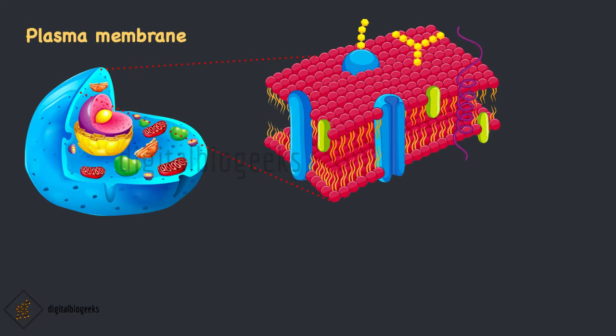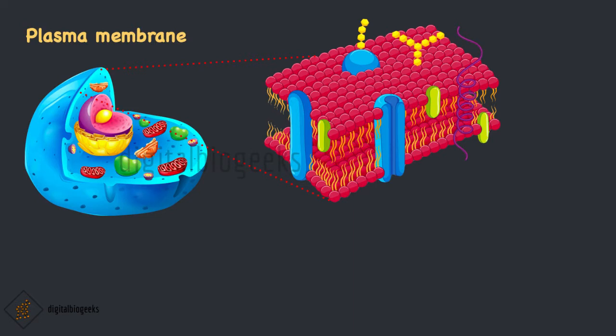For the functioning of cells, it is necessary that materials should enter and exit the cell, and these materials enter and exit the cell through this plasma membrane. This plasma membrane is semi-permeable. That means it will allow some materials to enter and it will block the entry of others. Let's see how the materials enter and exit a cell through this plasma membrane.